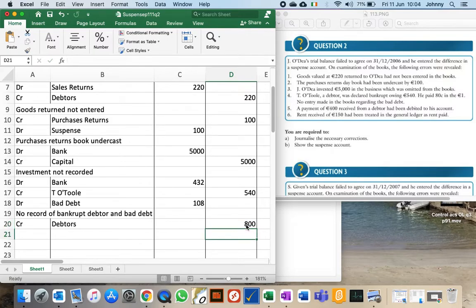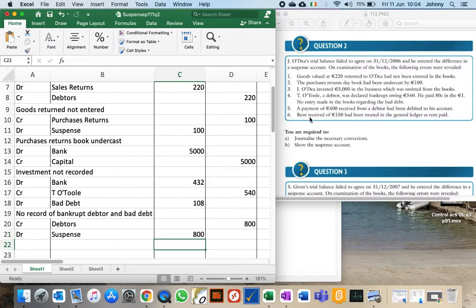And because this was put on the wrong side of his account, it means that it would have affected my trial balance. My trial balance wouldn't have balanced, so that means I will need a suspense for that. And the suspense must be the opposite of what we did do, so it's going to be a debit. Okay, so I had 800 on the credit, so I must have had 800 on the opposite side in suspense.